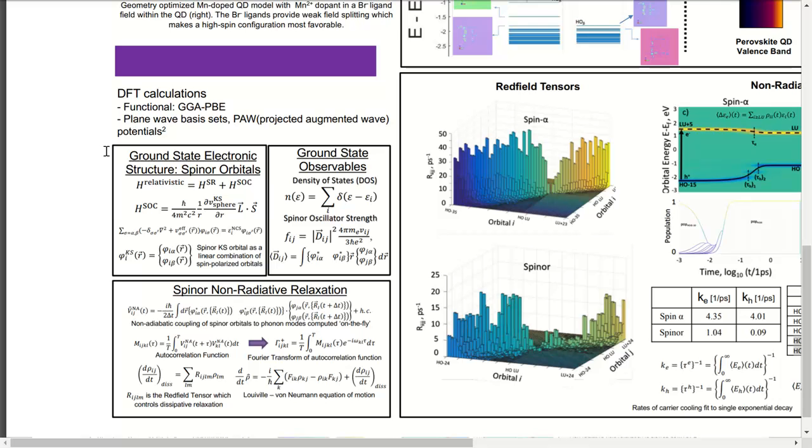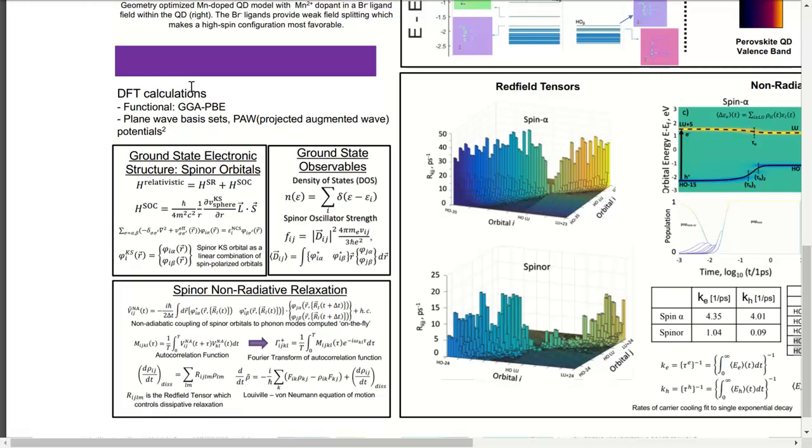We also use spinors for excited state dynamics. We use spinors as inputs for our non-adiabatic couplings along a molecular dynamics trajectory, and then we process those into state-to-state rates. Generally, we can model the electron-phonon interactions in these systems.